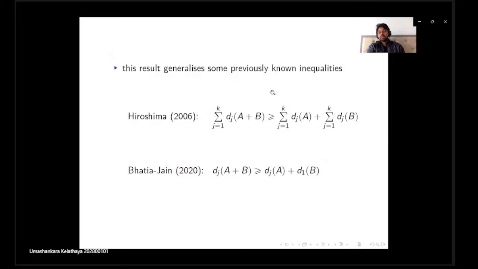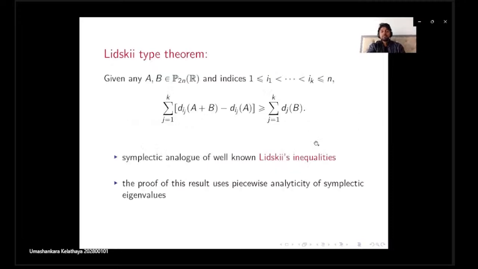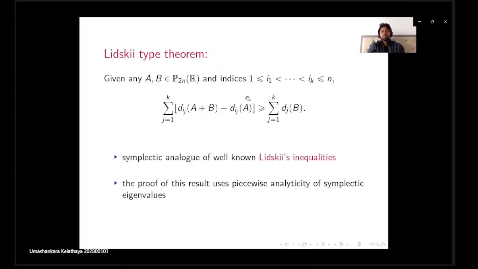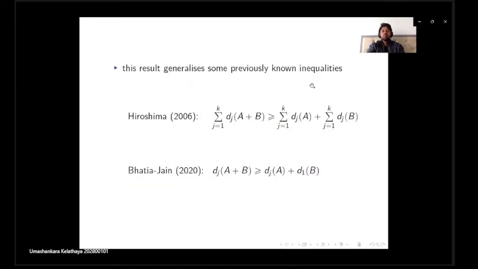Hiroshima's inequalities can be obtained from the Lidskii type theorem by considering k indices 1, 2, all the way up to k. And this is what we get. Similarly, there is another set of inequalities given recently, which can be obtained from the Lidskii type theorem by considering k equal to 1. There are several other interesting questions one could look into.